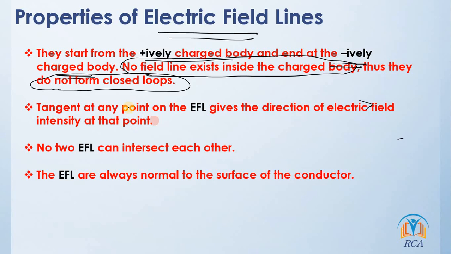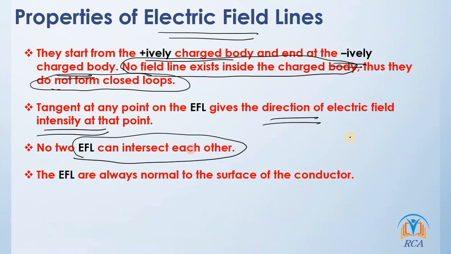Next property: the tangent at any point of the EFL. What is EFL? It's the electric field line. So the tangent at any point on the EFL will give you what? The direction of the electric field intensity at that point. We have just dealt with this in the previous section. Similarly, no two EFLs can intersect each other. No two electric field lines will intersect each other.